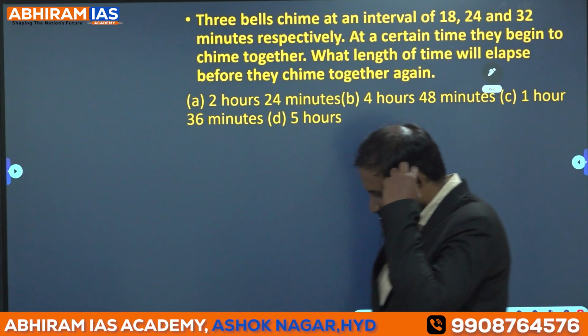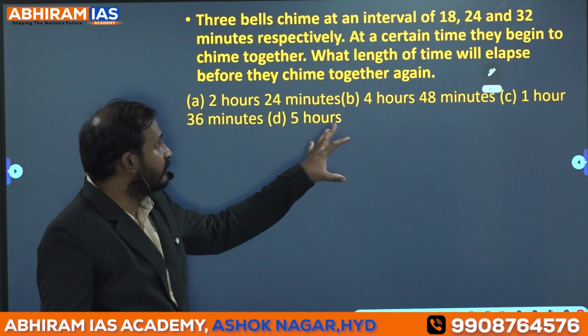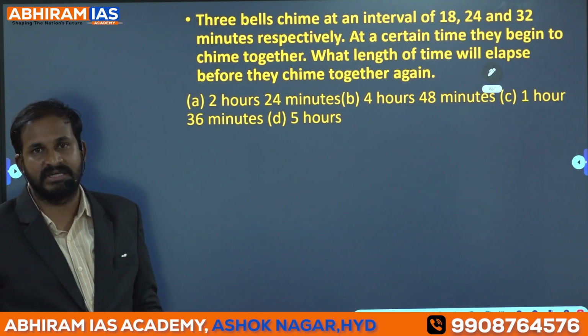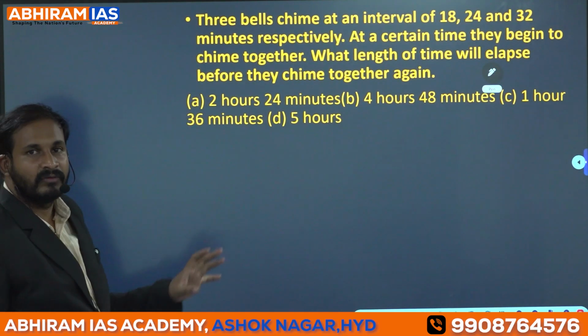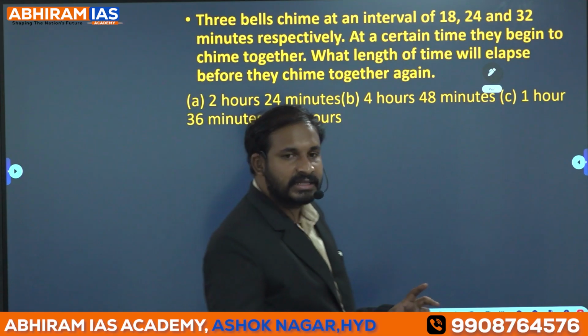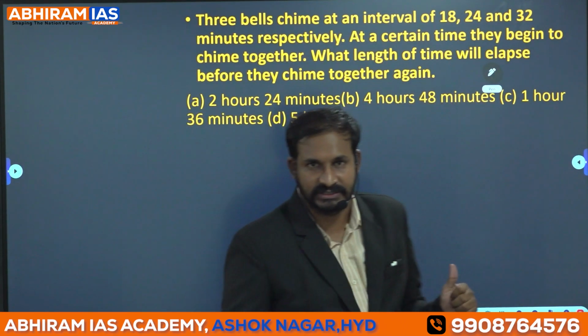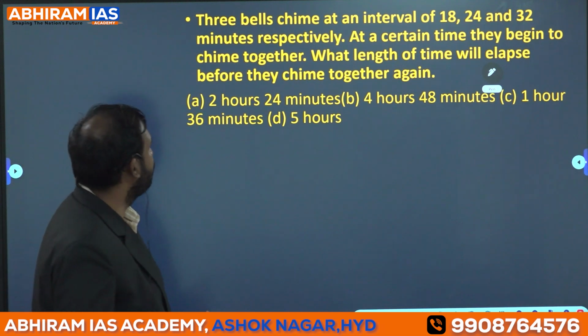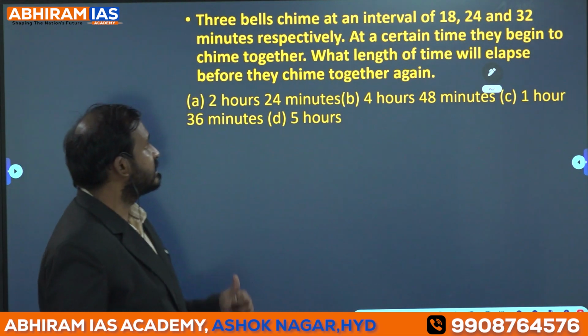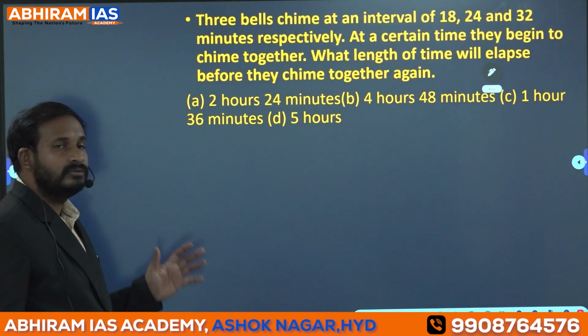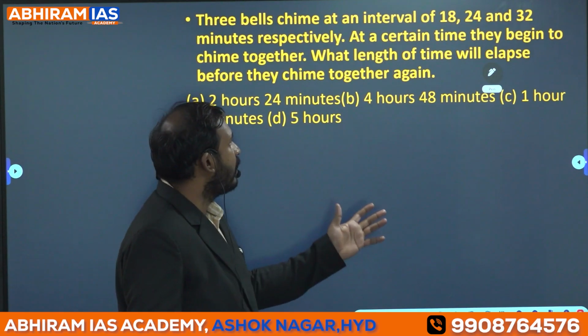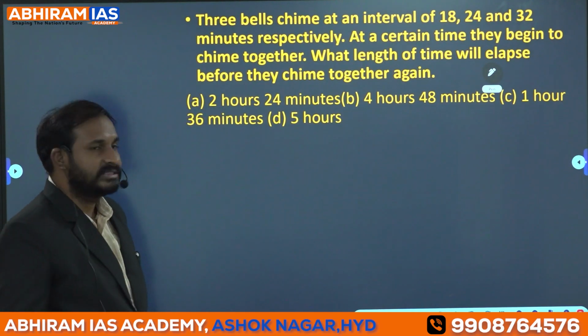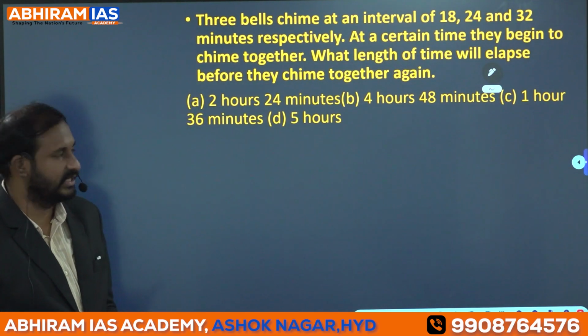Okay, now see here. These types of questions are the most common questions in our entire CSAT paper. Why? Because every year they ask more or less one of these questions. See here students, 3 bells chime at intervals of 18, 24 and 32 minutes respectively. At a certain time, they begin to chime together. What length of time will elapse before they chime together again? That is the question they asked us.